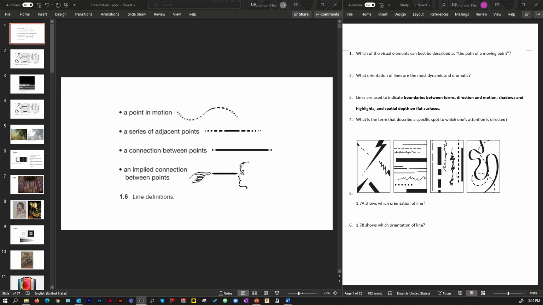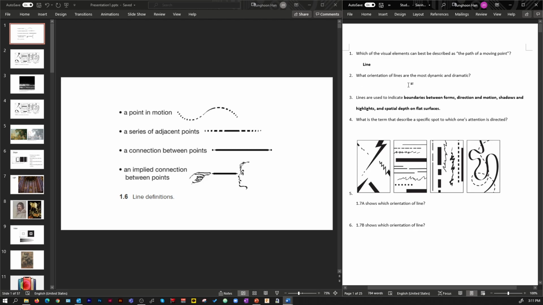So first question, which of the visual elements can be described as the path of a moving point? So in chapter 4 in visual elements, we looked at how points can create a line through these principles. So a point in motion, so if you were playing around with this sparkler on the 4th of July, if you have your camera on a longer exposure, you can literally write a letter with that. So that is a good example of how a point, the sparkle, becomes a line. So the answer for this would be line. So I'm going to write that down, line.